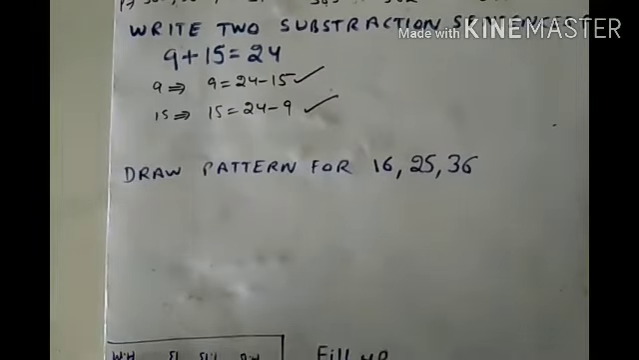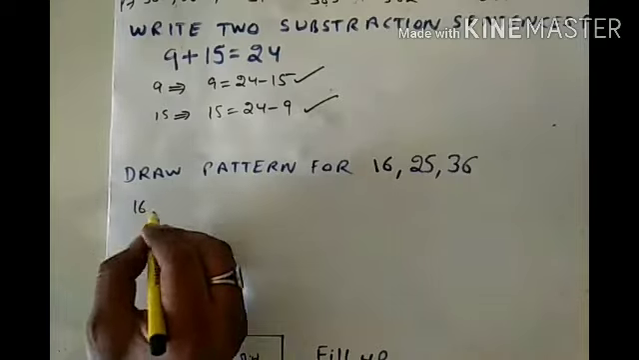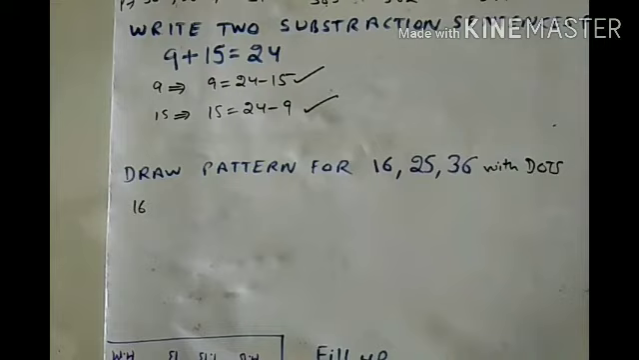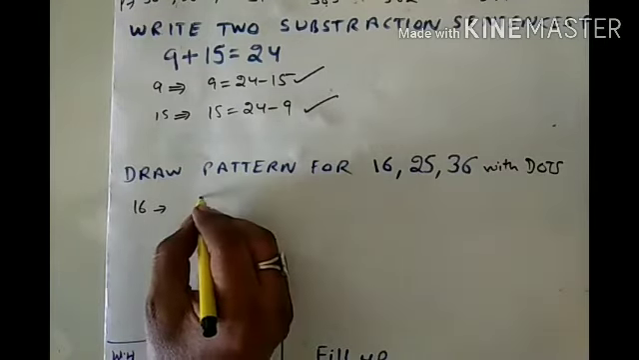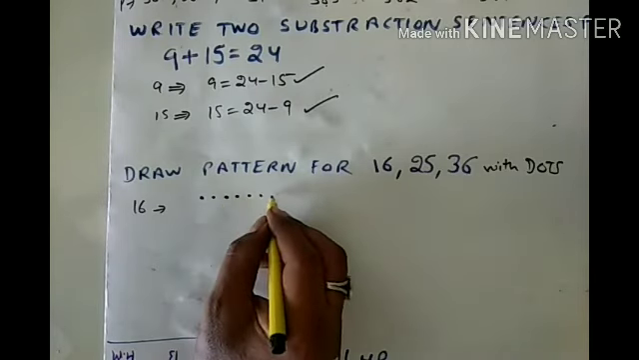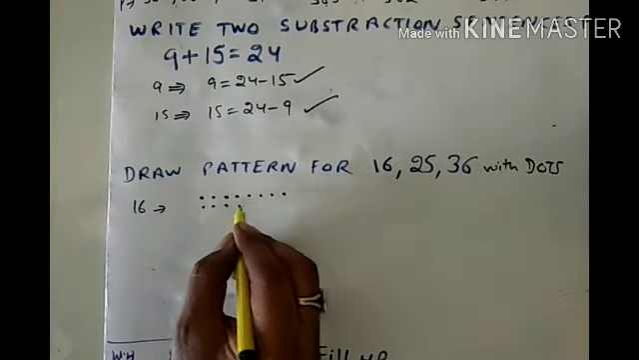Now the question is to draw the pattern of 16, 25 and 36. Students, you will see that 16 can be derived with the help of dots. Now 16 can be derived as 8 dots in one row and another row of 8 dots.